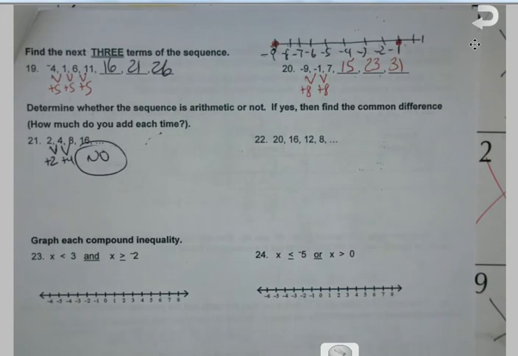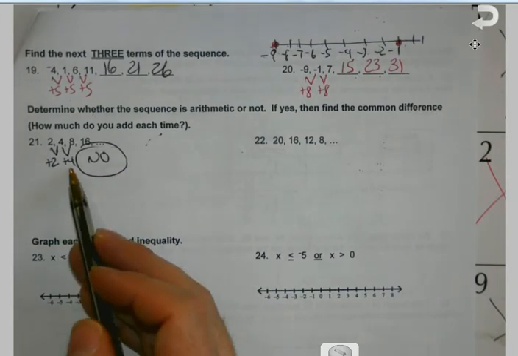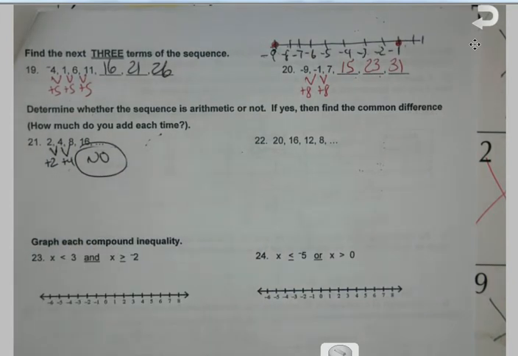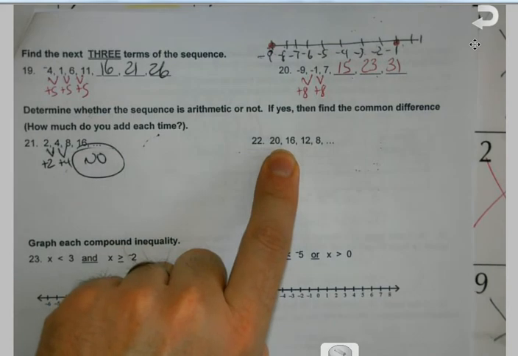As soon as the pattern changes, if it's the same number each time, it's arithmetic. If it changes numbers, as soon as it changes number, even one time, not doing that one anymore. So that's no.